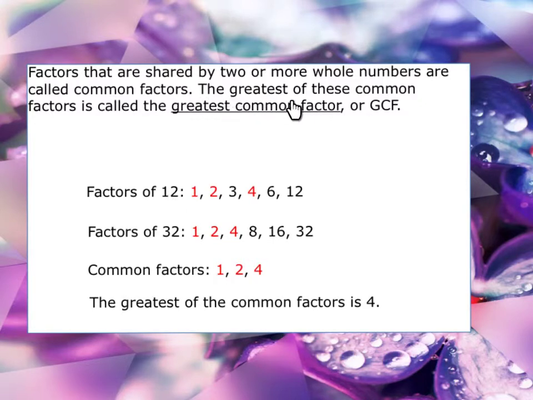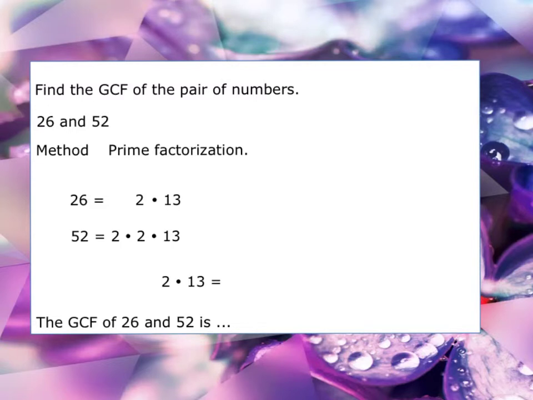However, the greatest of these common factors is called the greatest common factor, or for short, we call it GCF. So notice our common factors are 1, 2, and 4, and the greatest number here is 4. So the greatest common factor is 4 for the numbers 12 and 32. This is going to help us factor using GCF. And here, with this example, I'm demonstrating to you how prime factorization is related to GCF.